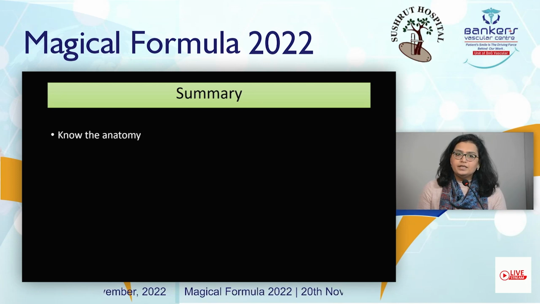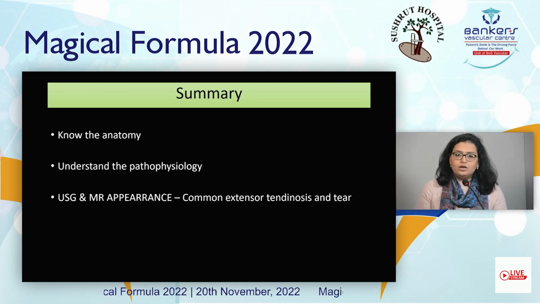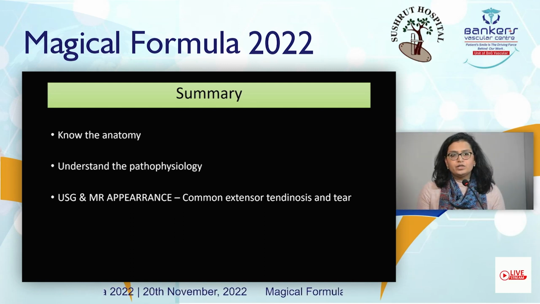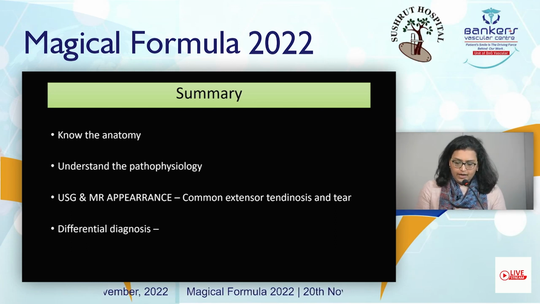To summarize, it's important to know the anatomy to understand the continuum of findings that happen from tendinosis towards tear. The ultrasound and MR appearances of tendinosis and tear are different, where tendinosis is just thickening and tear is where there is a fluid gap, which can be identified on the respective modalities, and the differential diagnosis for excluding other causes of lateral elbow pain.